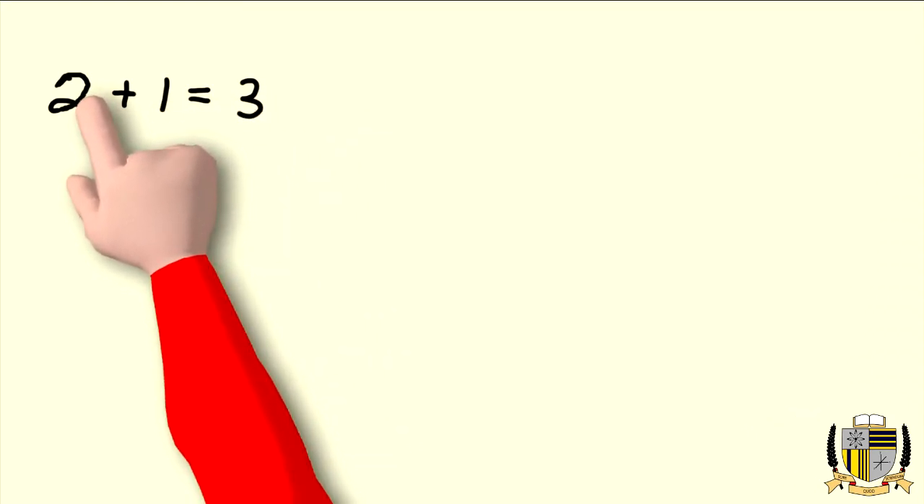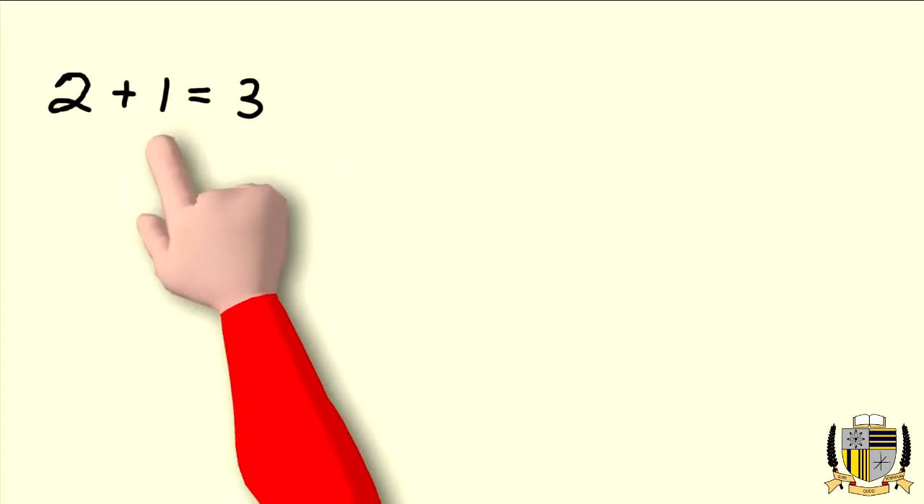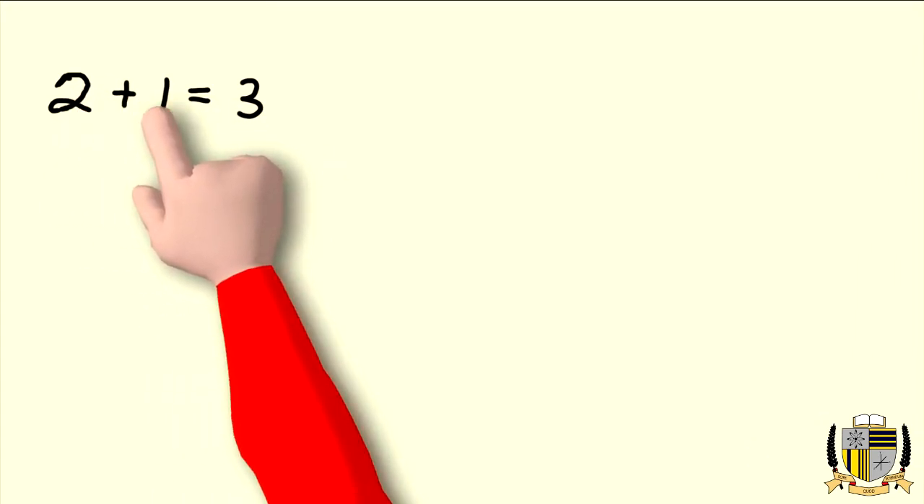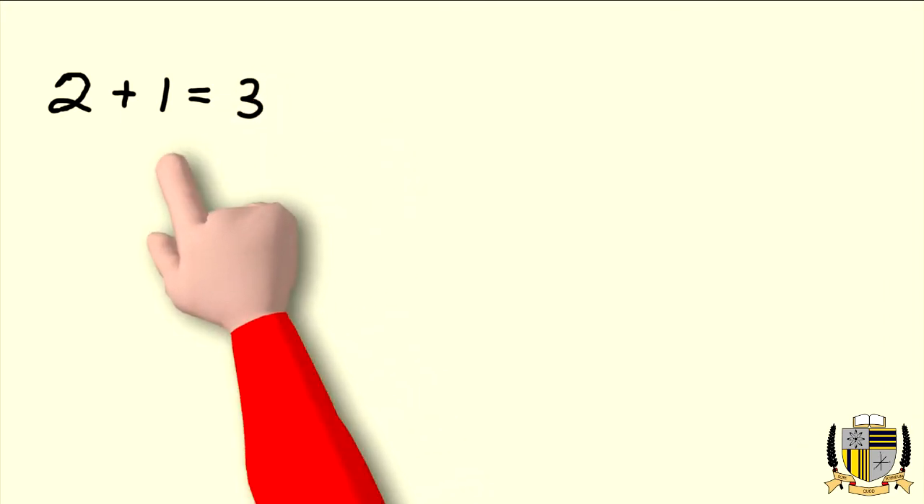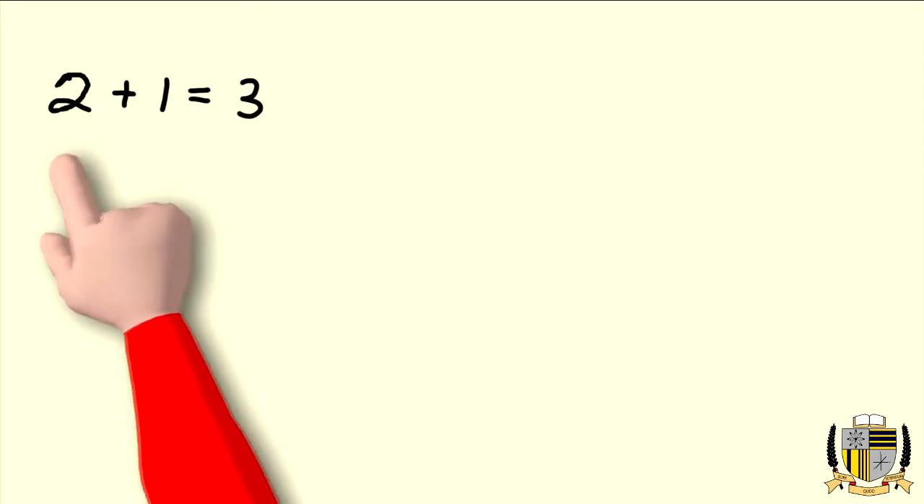Another way you can look at it, in terms of integers, it's a positive 2 plus a positive 1. So the signs are the same. It's straightforward, a positive 3. We can look at another example. We're just using simple numbers, just real quick.